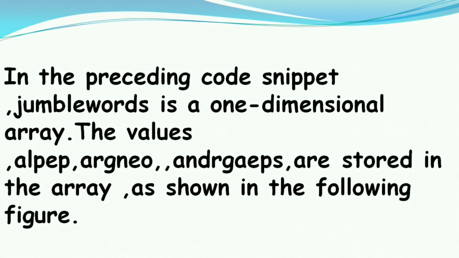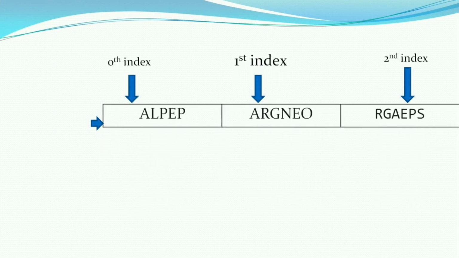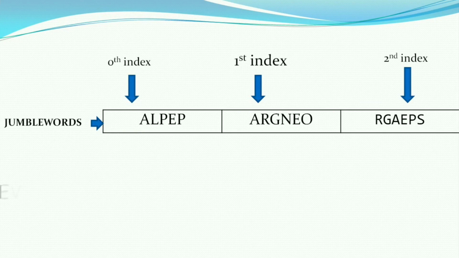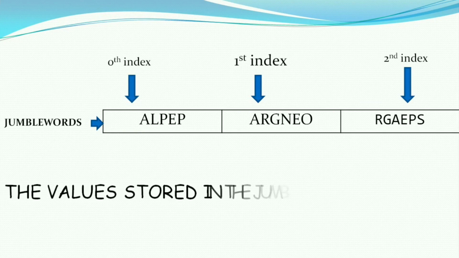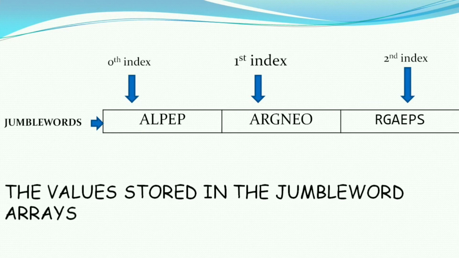In the preceding code snippet, jumble words is a one-dimensional array. The values lpep, argneo, and rgaps are stored in the array, as shown in the following figure. ये 0 index, first index, second index. lpep, argneo, rgaps. The values stored in the jumble word array. ये अपने आप ही स्टोर हो गया. 0 इंडेक्स पे lpep, फर्स्ट इंडेक्स पे argneo और सेकंड इंडेक्स पे rgaps.